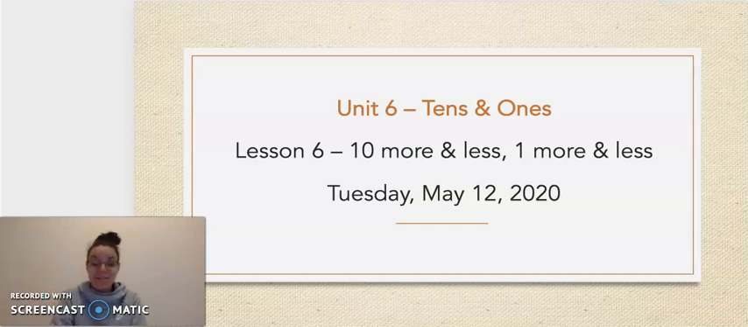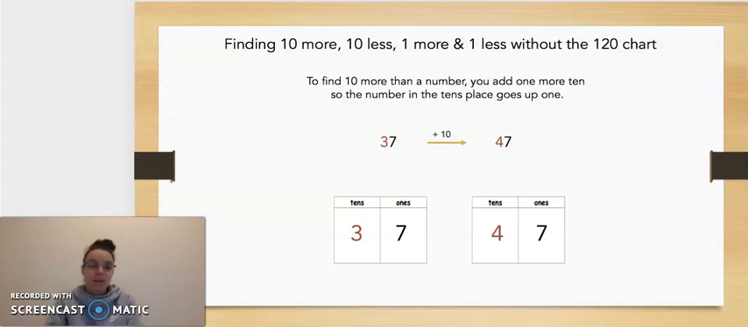Ellis. Today, we're going to be continuing to find 10 more, 10 less, 1 more, and 1 less. Except this time, we are not going to have that 120 chart to help us. Today, we're going to see if we can use our brain to figure it out. But don't worry, I'm going to teach you exactly how or what strategy I would use to help me figure it out. All right. Finding 10 more, 10 less, 1 more, or 1 less without a 120 chart.